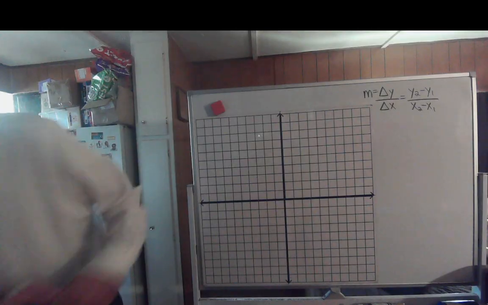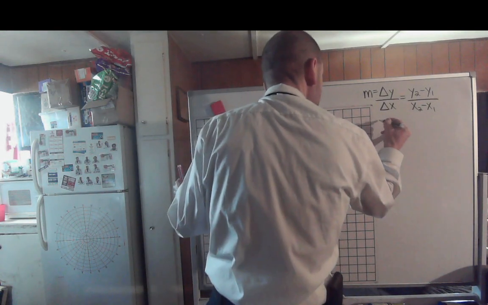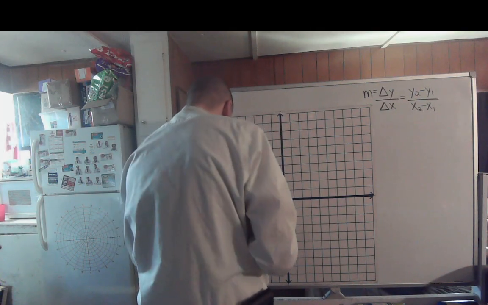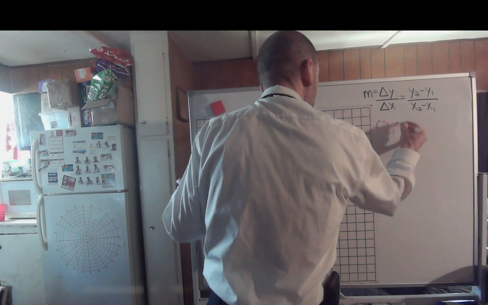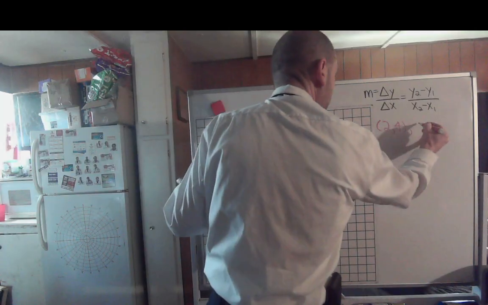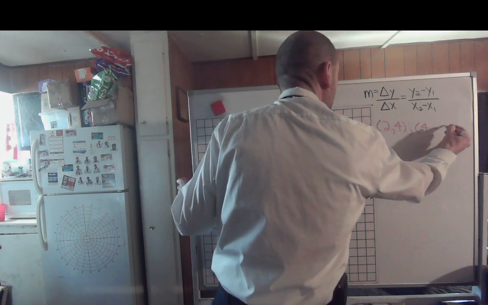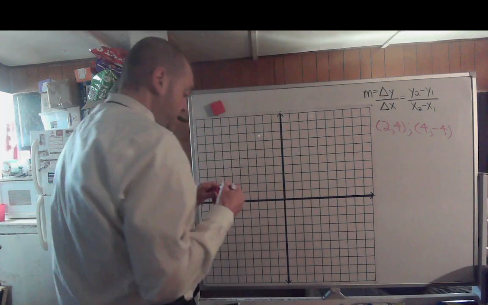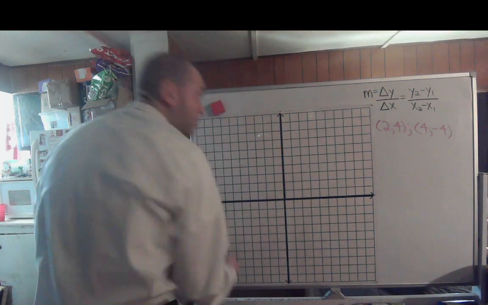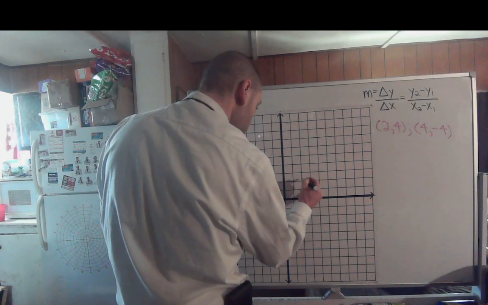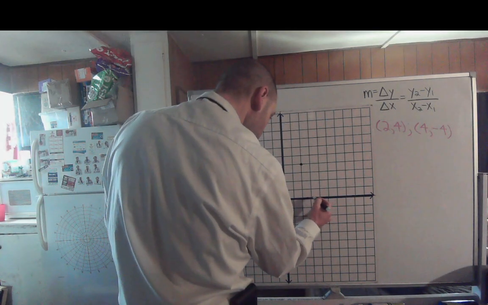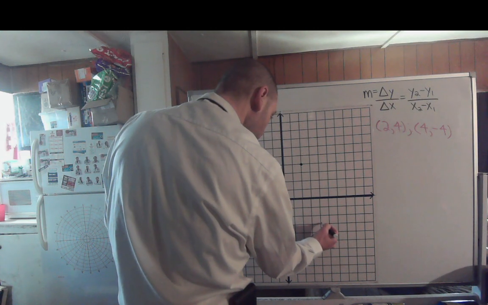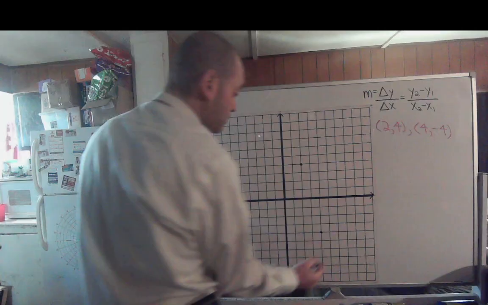This time, what if we try to find the slope of the line between, let me write in the other color, 2, 4 and 4, -4. So we're going to find the slope of the line between (2, 4) and (4, -4). So here's (2, 4). And then here's (4, -4).